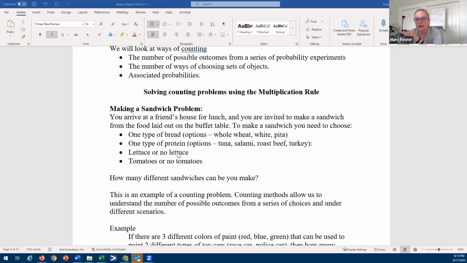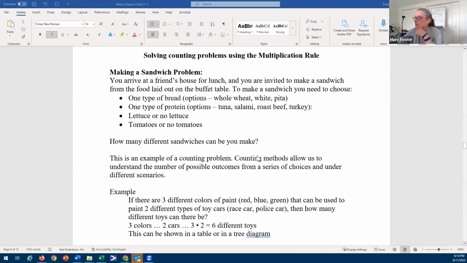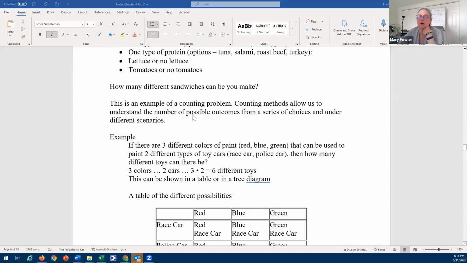And then you need to make another choice. Are you going to have lettuce, or are you going to choose to not have lettuce? And are you going to put tomatoes, or are you going to choose to not put tomatoes? So those are 4 different choices. And the question is, how many different sandwiches can you make? Okay, so this is a little complicated. We're going to start with an easier example, and then we'll come back and count out the sandwiches.